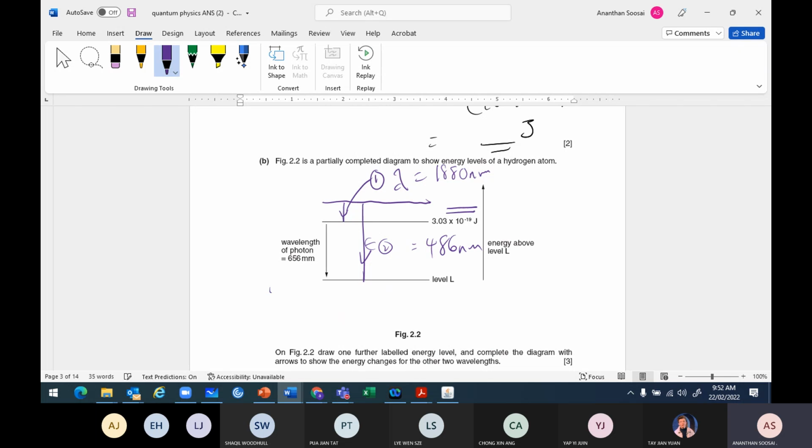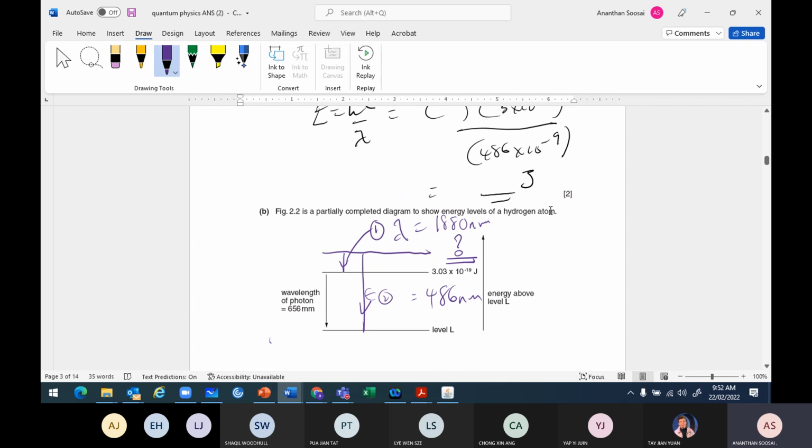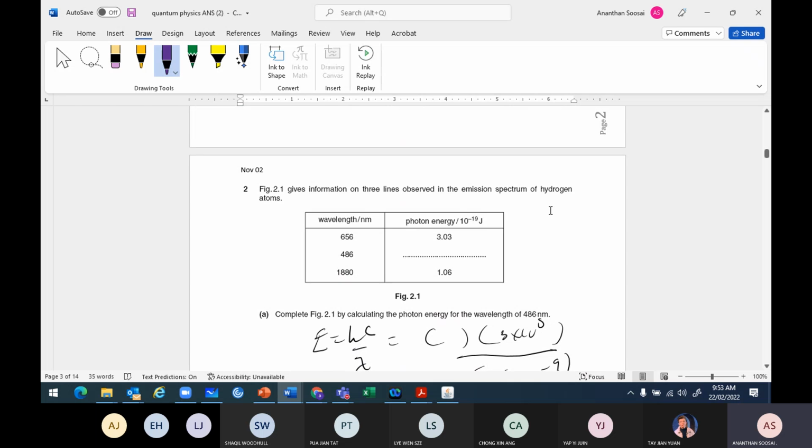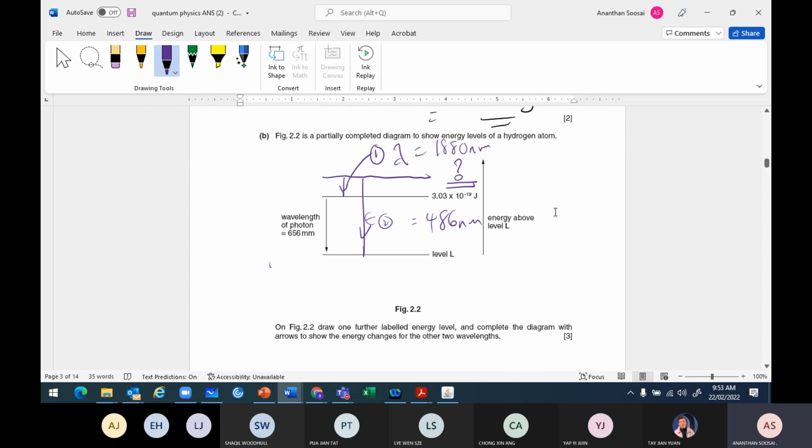What energy level do you need to write here? The energy level you need to write here is the energy on top. Which energy? Be the 486 one, right? 486 is the biggest energy transition. So whatever answer you got for part A is the answer here. You need to write that energy.